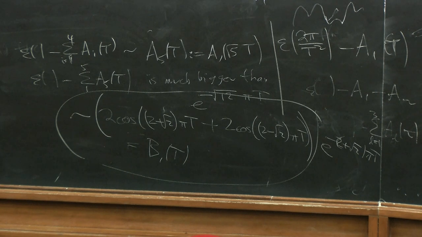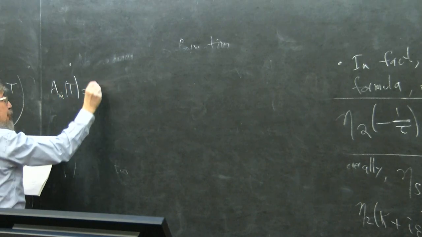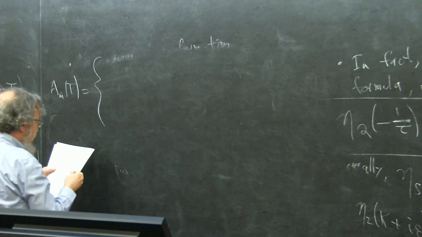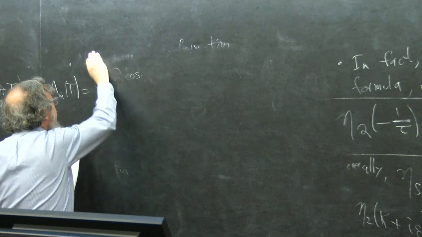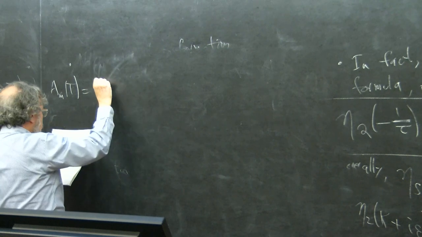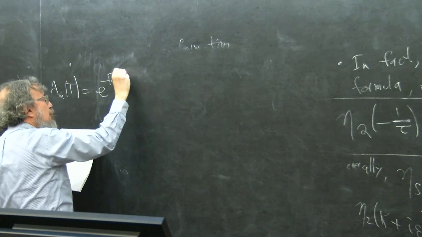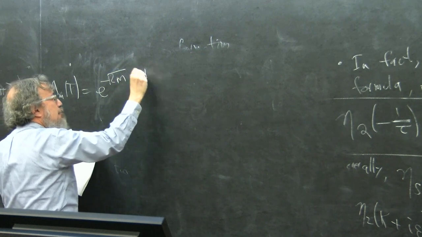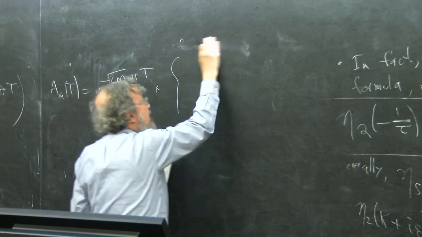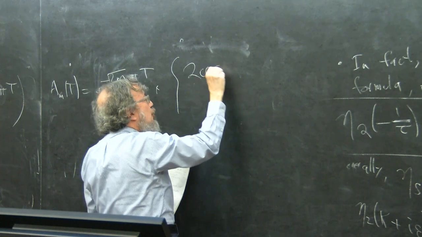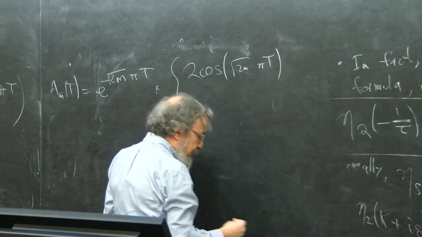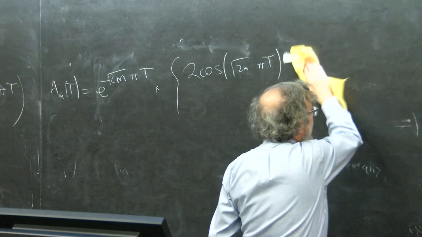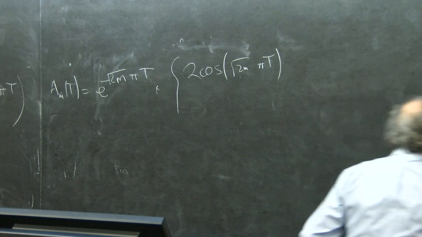So what you find, I have to tell you what the AM is. So AM of t, I have to give you 11 values. But it was simply 2 times the cosine. Oh, sorry, excuse me. The exponential is always the same. It's the square root of 2m times pi times t, times, and then remember the original one was 2 cosine of the same number, square root of 2m pi t, and this was for all m up to 11, because that's as far as we're going.